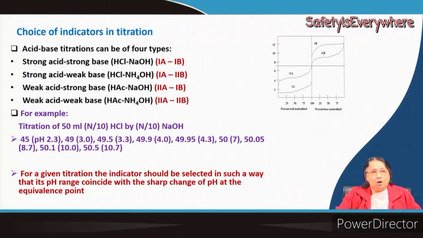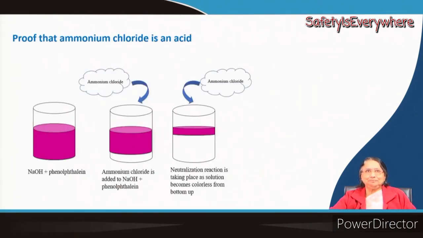There are so many options. Depending on which titration you are doing, you have to select the proper indicator, otherwise you cannot do the titration. This is very important. For indicator selection, you have to think a lot. But obviously, it is the acid base titration, it is not another type of titration. Whatever I have discussed is acid base titration.